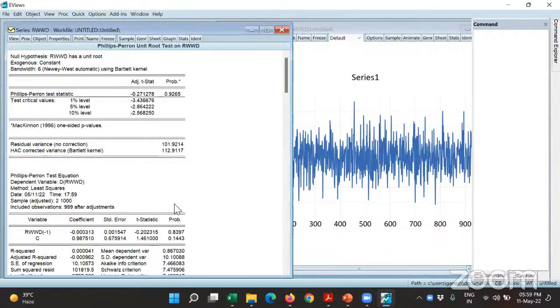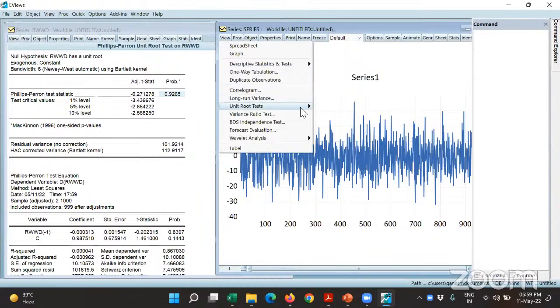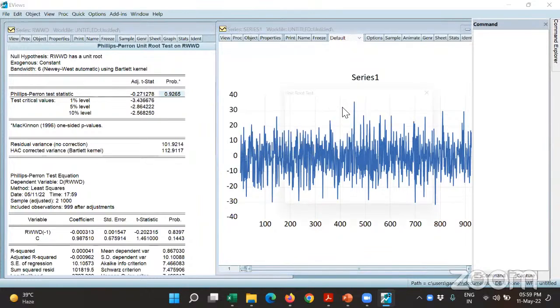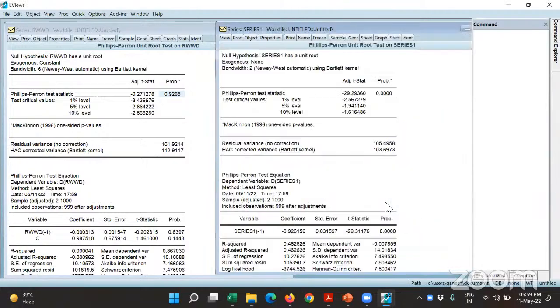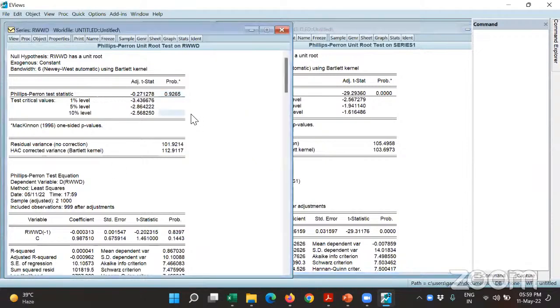Now I have obtained my test equation results. Unlike this one, if I go for unit root testing on the other series, I am opting for none, and press OK. So now you have two such results coming up. This is what is finally to be reported and used for your analysis.